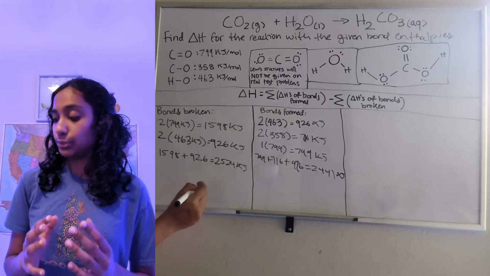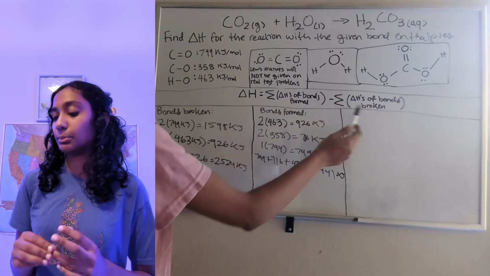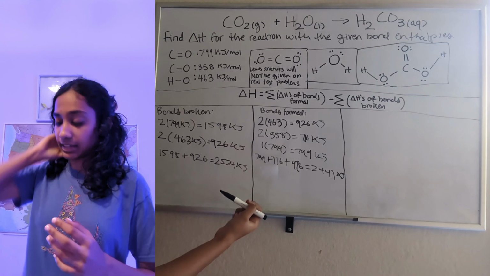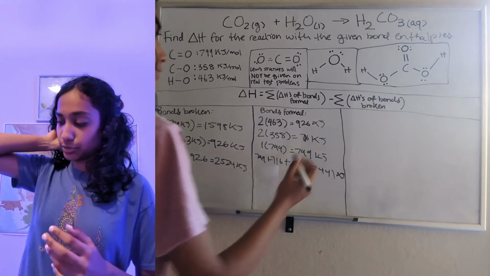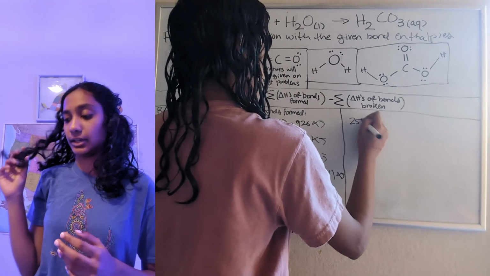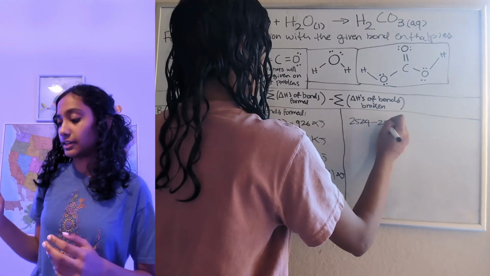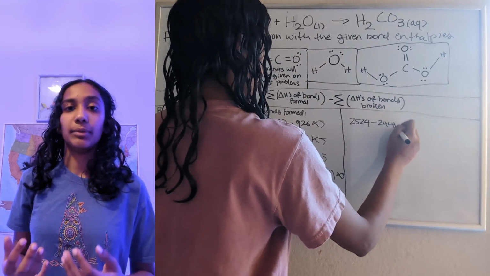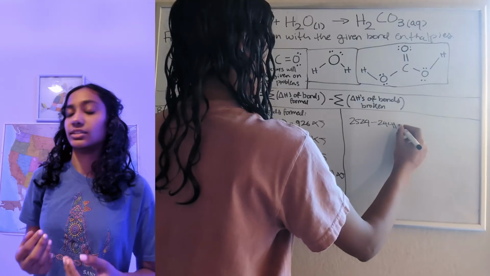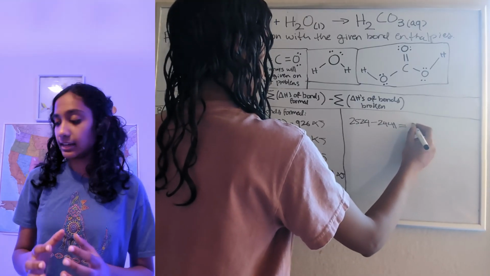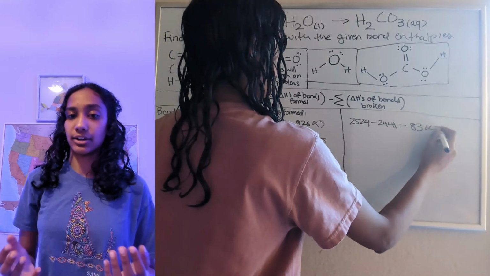Now, remember, we subtract the bonds formed from the bonds broken. The enthalpies for the bonds broken is 2,524, and the enthalpies for the bonds formed is 2,441. 2,524 minus 2,441 gives us a delta H of 83 kilojoules per mole of reaction.